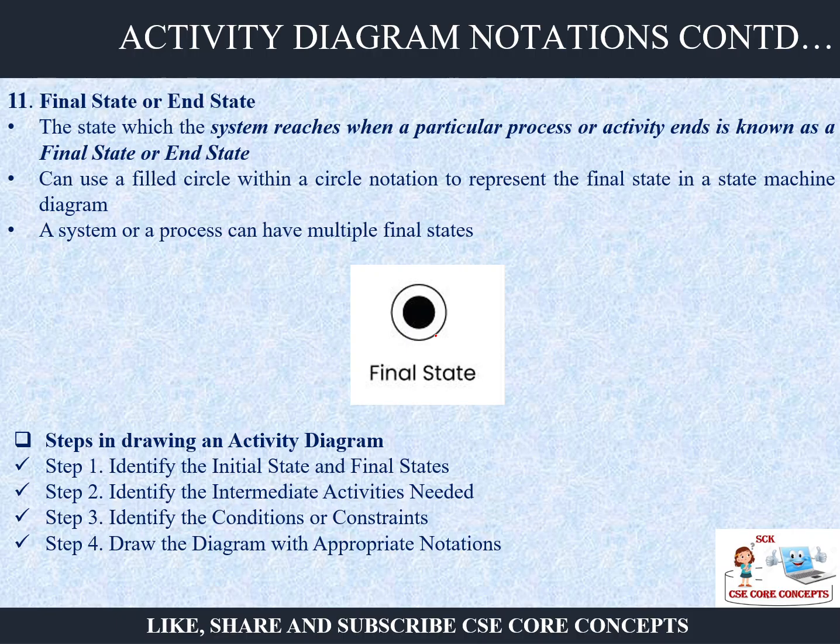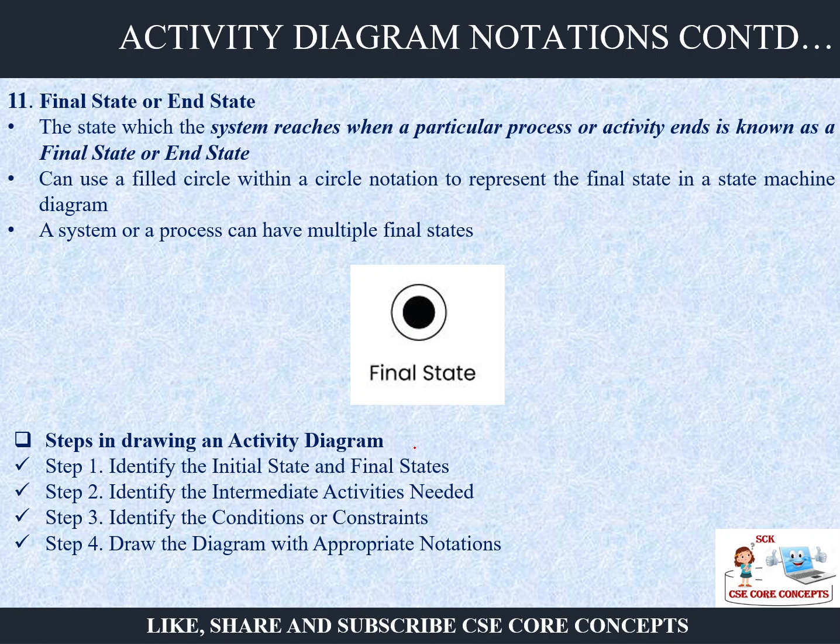So the final state is represented by a dark circle with an outer hollow circle, right? So it is a filled circle with a ring around it. A system can have multiple final states. You can show, because one decision can lead to one final state and another can lead to another final state. So you can have that.